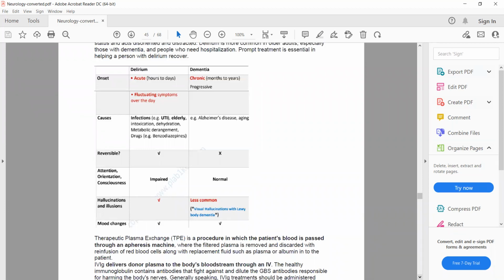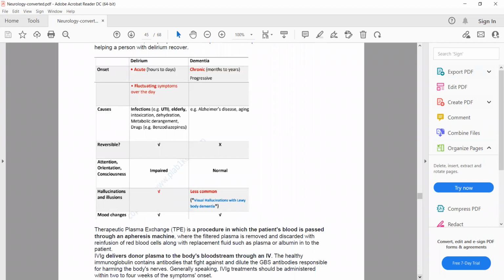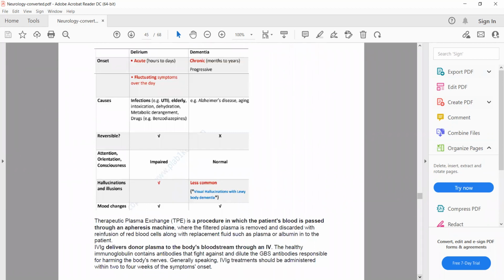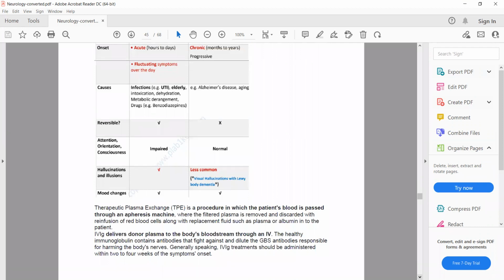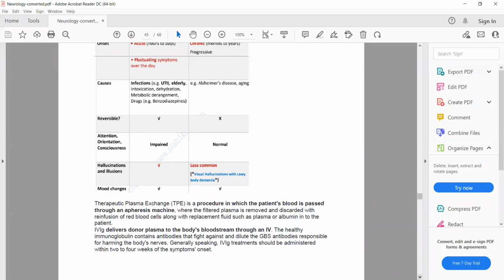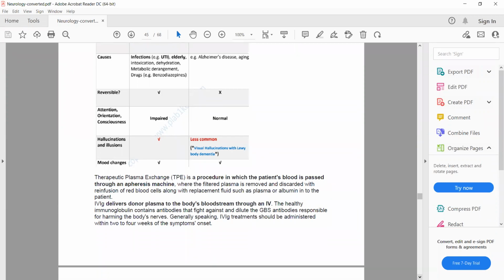The first point is that the onset of symptoms will be acute, while in dementia, the onset of symptoms will be chronic. And the other important point by which you can differentiate between these two is that in delirium there are usually hallucinations and illusions, while in dementia, except Lewy body dementia, all other dementias do not have any features of hallucinations or illusions.